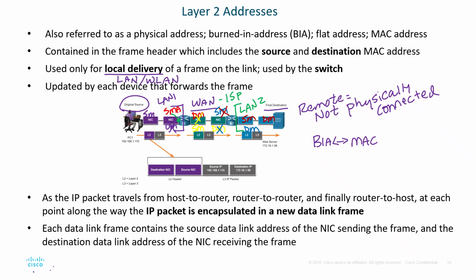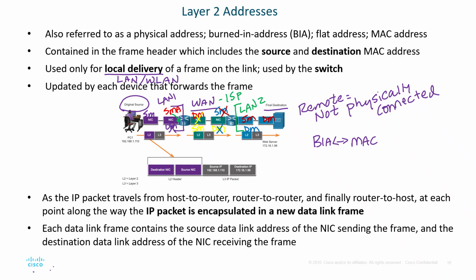The MAC address changes. Because where's your MAC address? On the actual NIC card in the device. Those router interfaces are NIC cards. Those Ethernet interfaces are NIC cards. The switch doesn't get involved in that. Okay, it's just the routers. So that's why MAC addresses change from point to point. Okay?